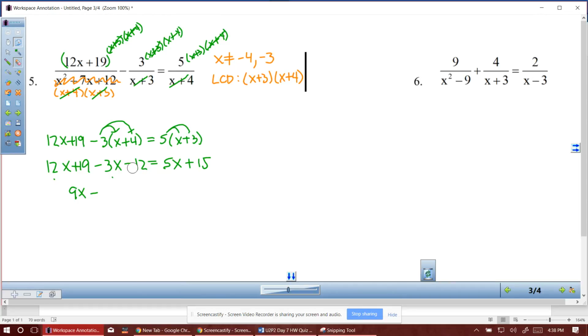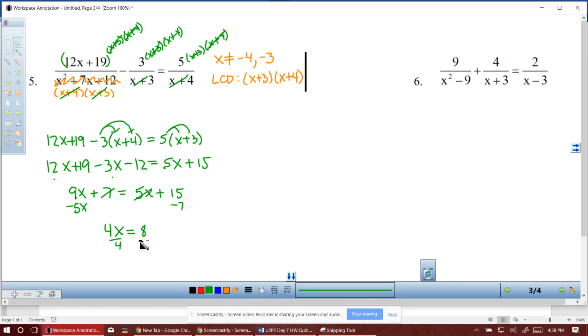So I have 19 and negative 12. That'll give me a positive 7. And then 15. Actually, I want to write the 5x first. 5x plus 15. So I'll bring the 5x over here. I'll bring the 7 over there. And that will give me 4x is equal to 8. We'll divide by 4 and get x equals 2. X equals 2 is not one of my restrictions, so again, I'm okay on that one.